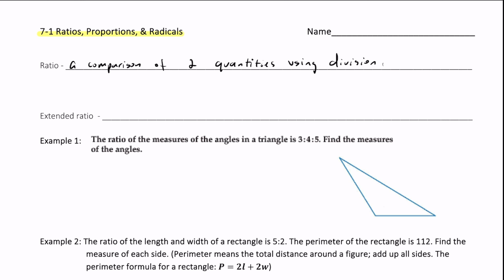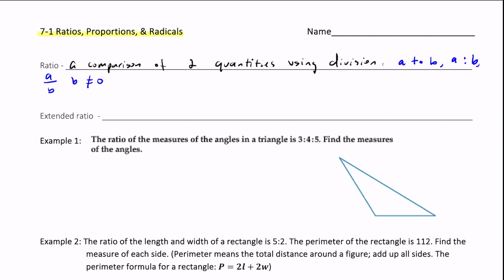We can express ratios in multiple ways. We can write this as A to B, we can write this as A colon B, or we can write this as A divided by B, where B cannot be 0. And the reason why B cannot be 0 is you don't want an undefined answer. So these are the three ways that you can write a ratio.